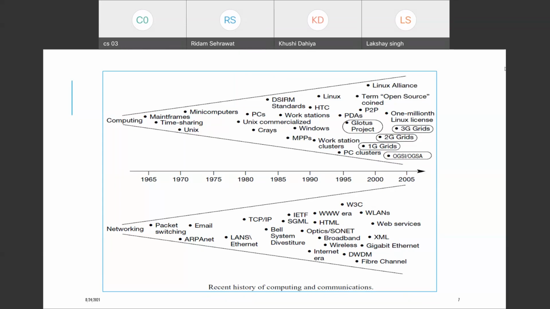Next, before 2000 we had clustering, then up to the end of 2000 we had an improvement. We introduced grids. Within a 5 or 6 year gap, we had the first generation of grid, then 2G grids, then 3G grids. So we can say the grid technology improved so fast that within a 5 or 6 year gap, we introduced three different generations of grids. So this is about the grid.